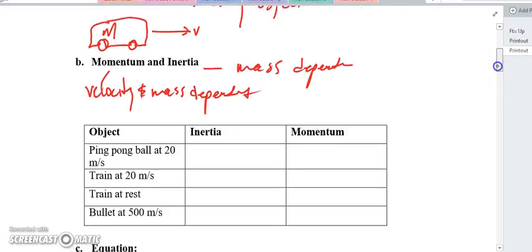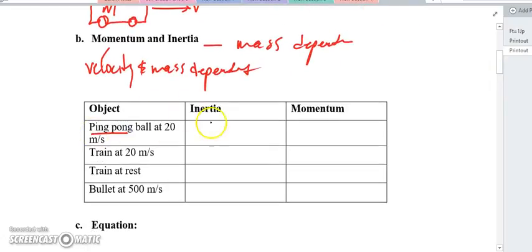So if you look at these four objects here, the ping pong ball has virtually no mass, so it has a low inertia. It has a very low momentum, even though it's going 20 meters per second. It really doesn't have much momentum at all. The train moving at 20 meters per second has a very high inertia. It doesn't want to move, and when it does move, it doesn't want to stop, so it's got a high momentum.